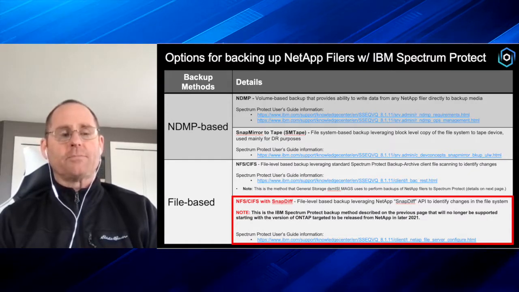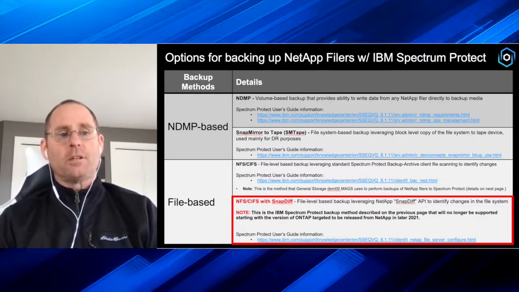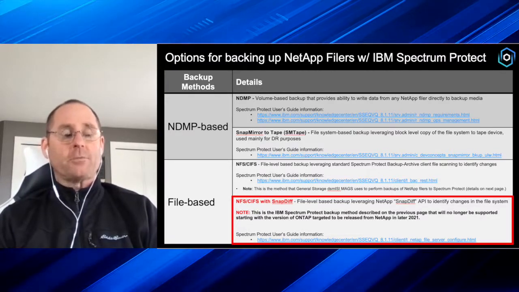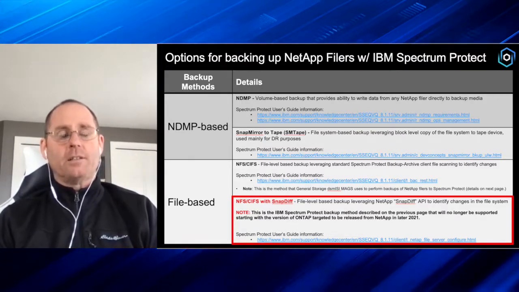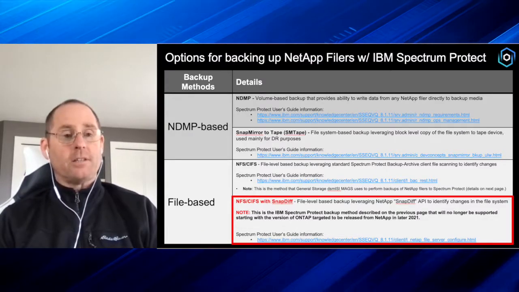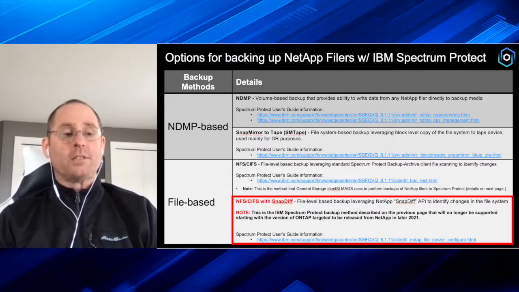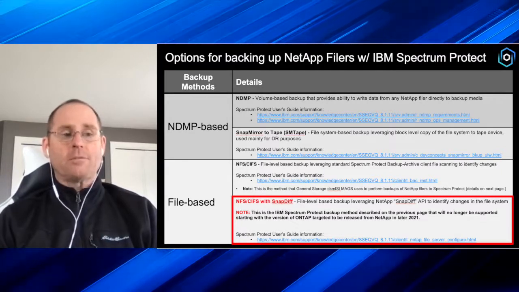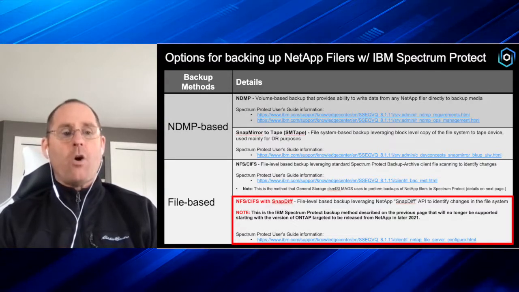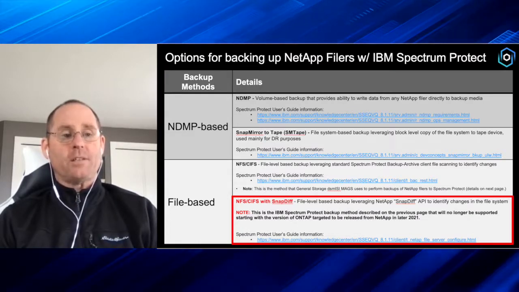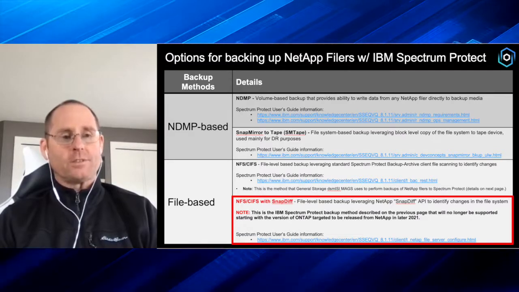So those two methods are effectively going after the complete filer, either at the volume base or at the block level. The second method is file-based, which effectively says, I'm going to mount up the filer, access it with a file-level backup archive client, and go after it. You can have two methods here. One is straight mount, just like mounting something up, reading the file off of it, and backing it up. Or file-based with SnapDiff, which is I'm going to do that same mount, but this time I'm going to ask SnapDiff what's changed.